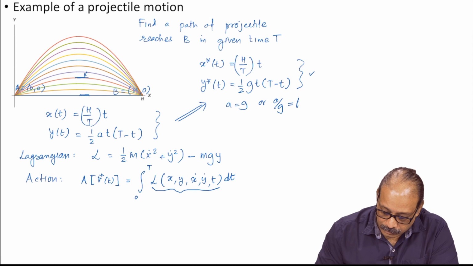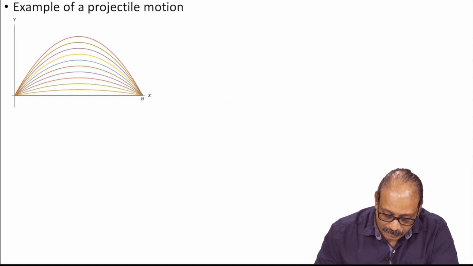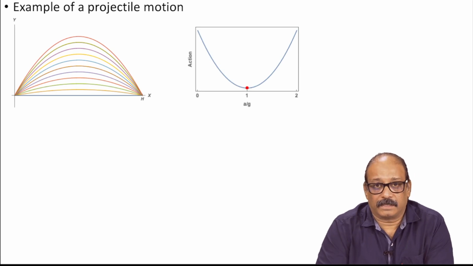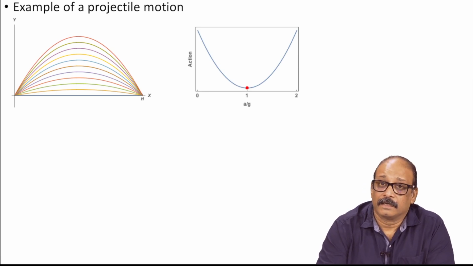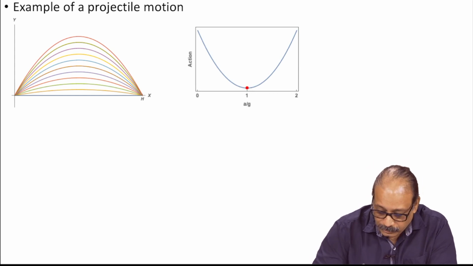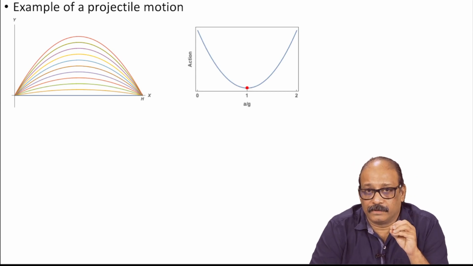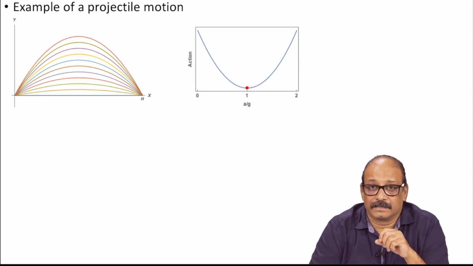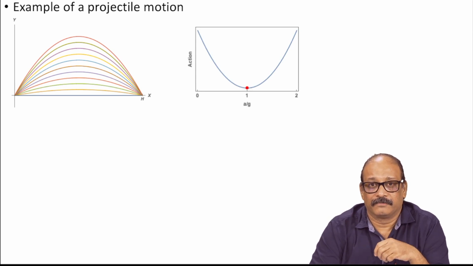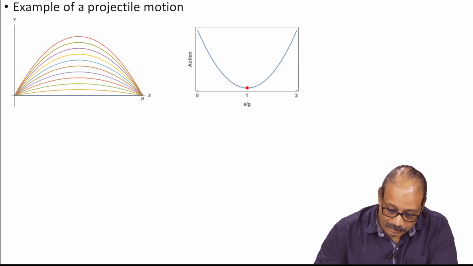Okay. So, what I want to do is this. For each of these paths, I will plot action as a function of A by G. You can immediately see what happens here. At A equal to G, or A by G equal to 1, the action is minimum. See, this is what separates this path from the other paths, and this is in fact the statement of the Hamilton's principle.